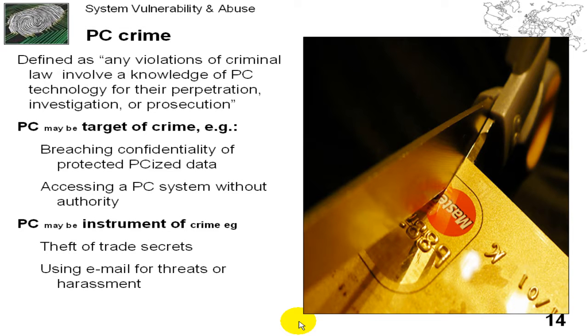Legal definition of PC crime and identifies 2 ways PCs can be involved in crime. The text lists a variety of other examples for PCs as targets or as instruments of crime.